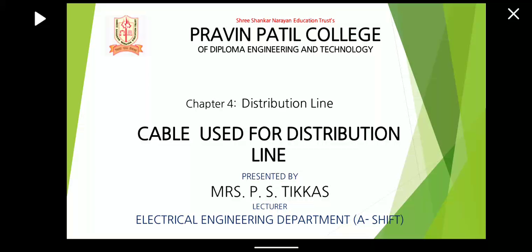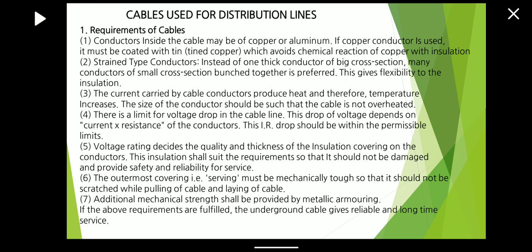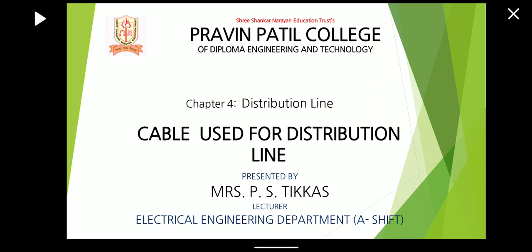Now the next topic is cables used for distribution. Many times, the use of underground cables becomes unavoidable. Then in different conditions and different situations, different types of cables are used. Overhead and underground systems are the distribution systems, and in this distribution system various types of cables are used.